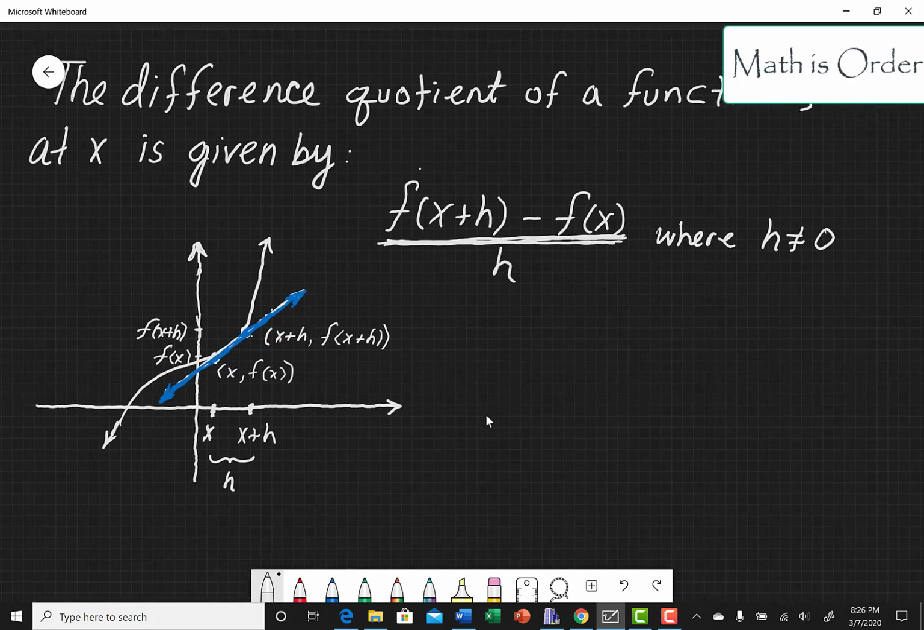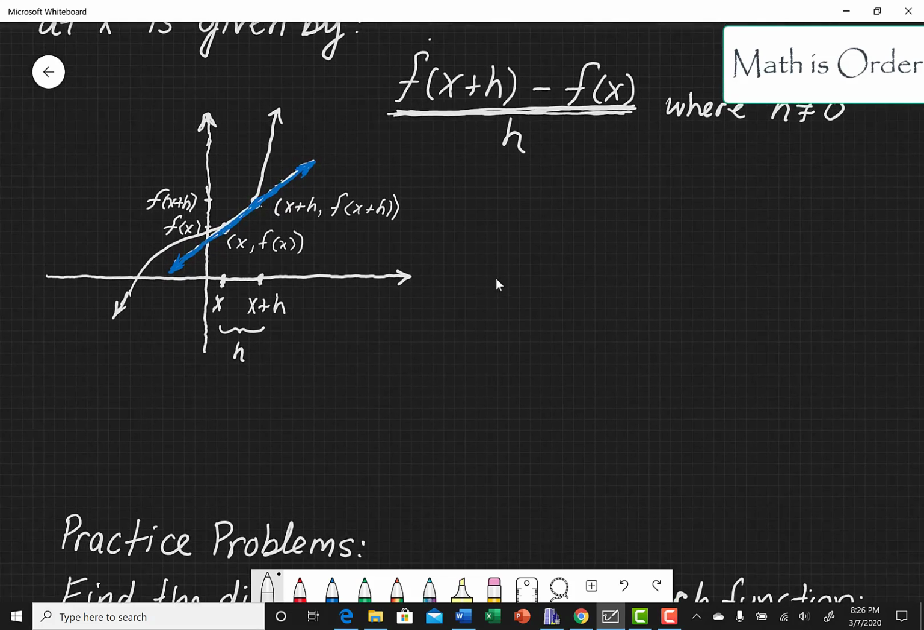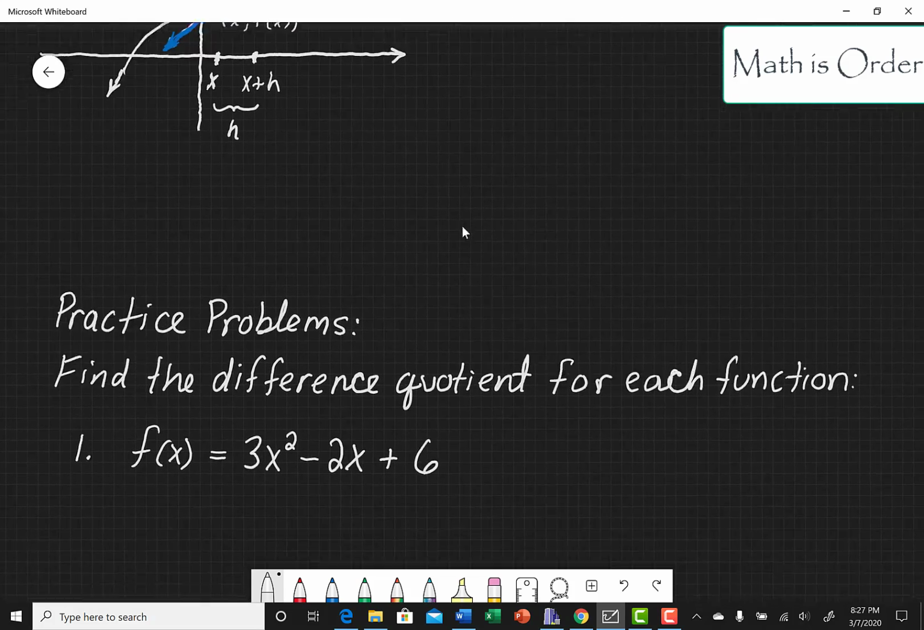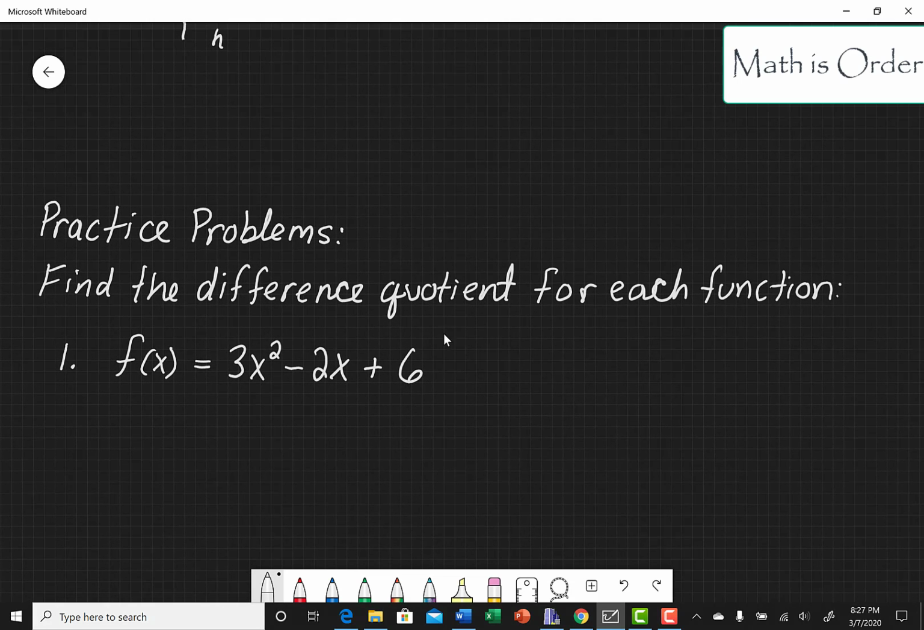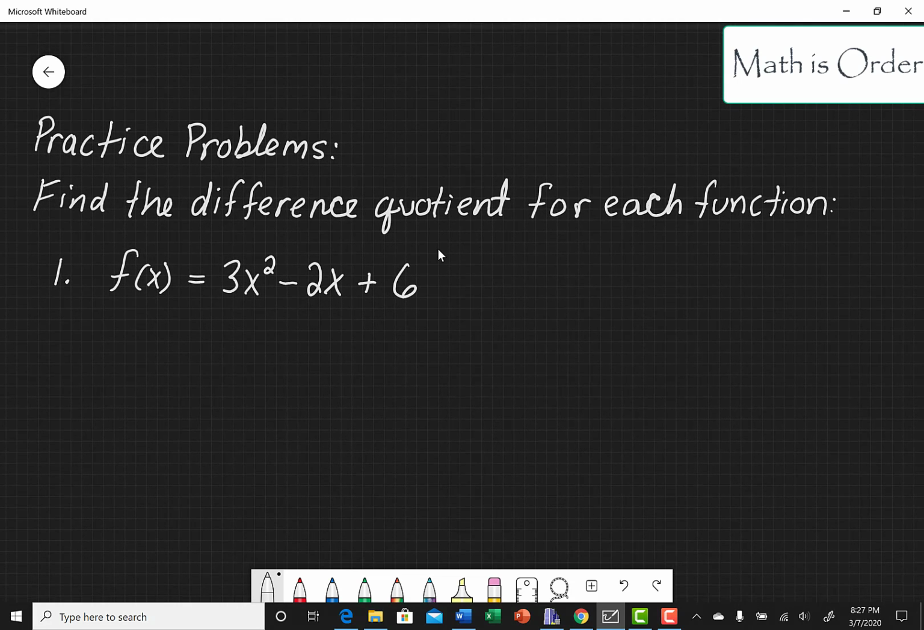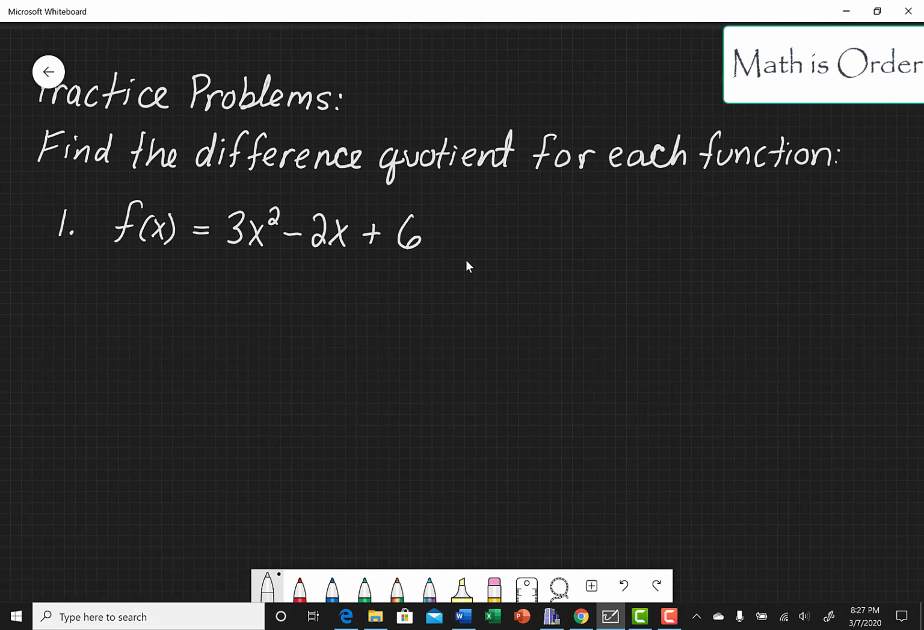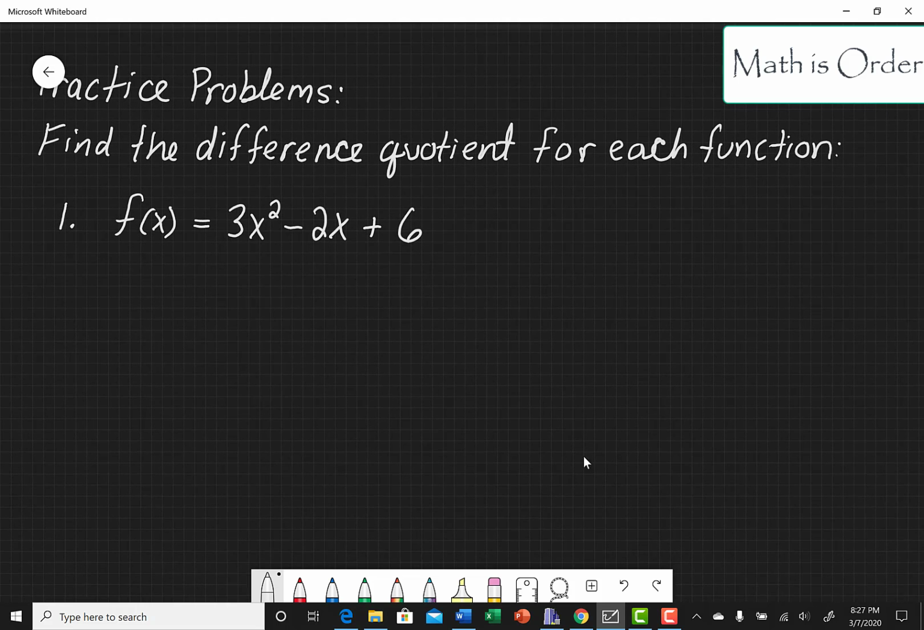All right, let's look at a few practice problems. Suppose we want to find the difference quotient for each function below here. And suppose this is the first one. There's just a few. So first we begin by writing the difference quotient. That is, we need to find f of x plus h minus f of x over h.